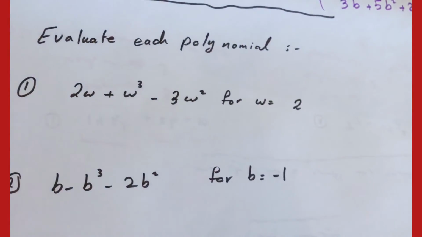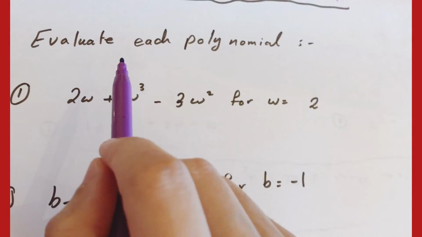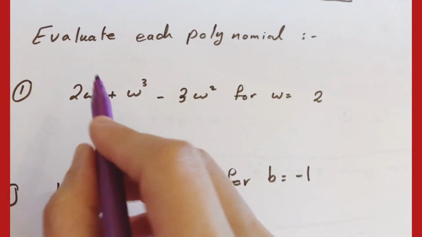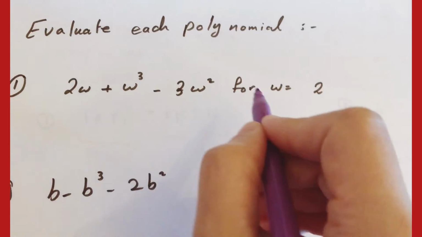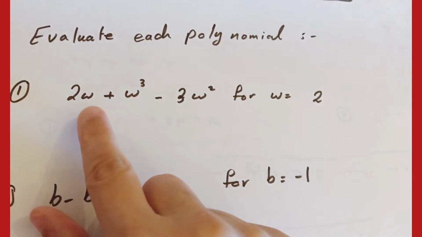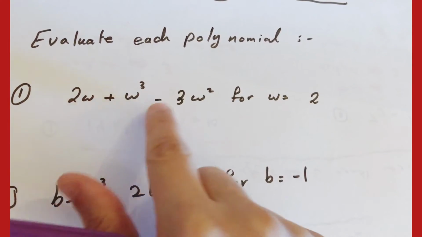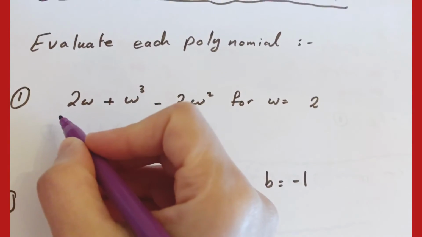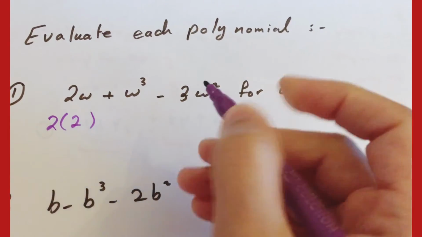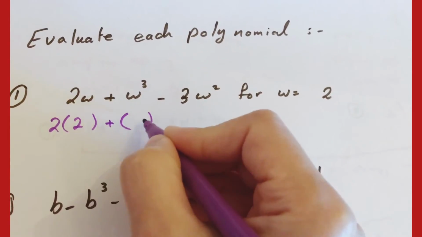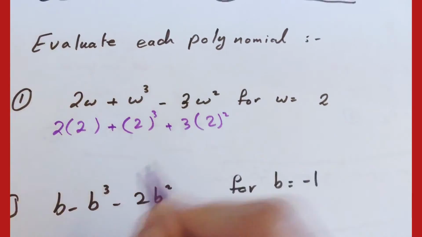So let's see the last question in this lesson. Evaluate each polynomial: 2w plus w cubed minus 3w squared, for w equals 2. That means I'm going to substitute 2 instead of each w here. Let's start. 2, I put a bracket and put 2 inside it, plus a bracket 2 to the power of 3, minus 3 times 2 to the power of 2.